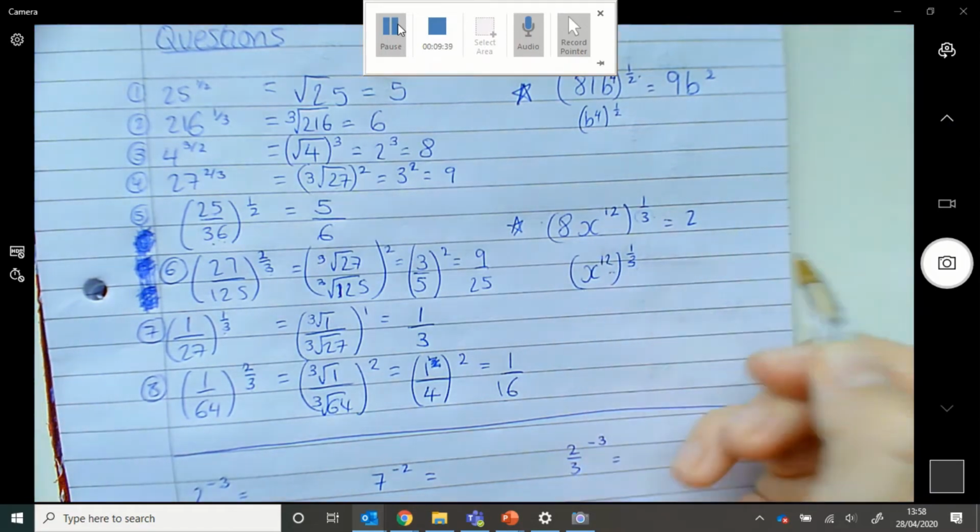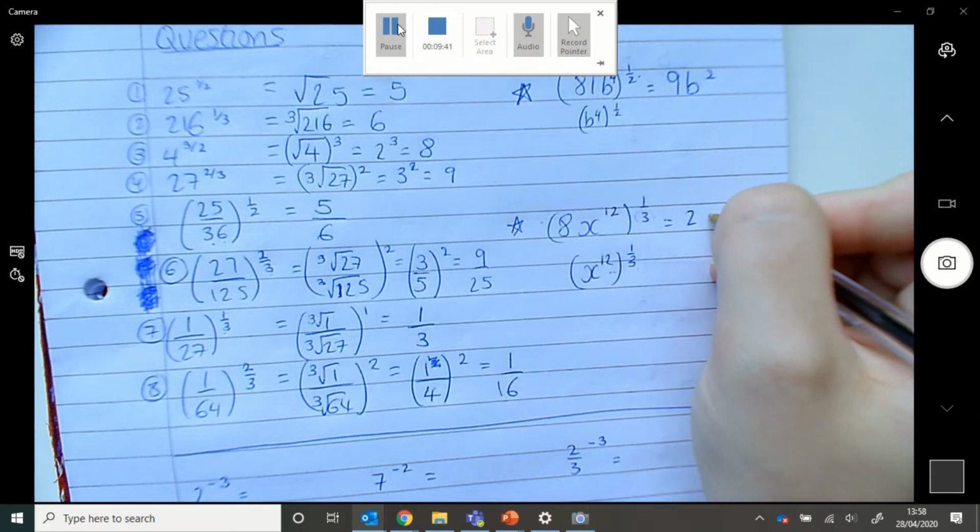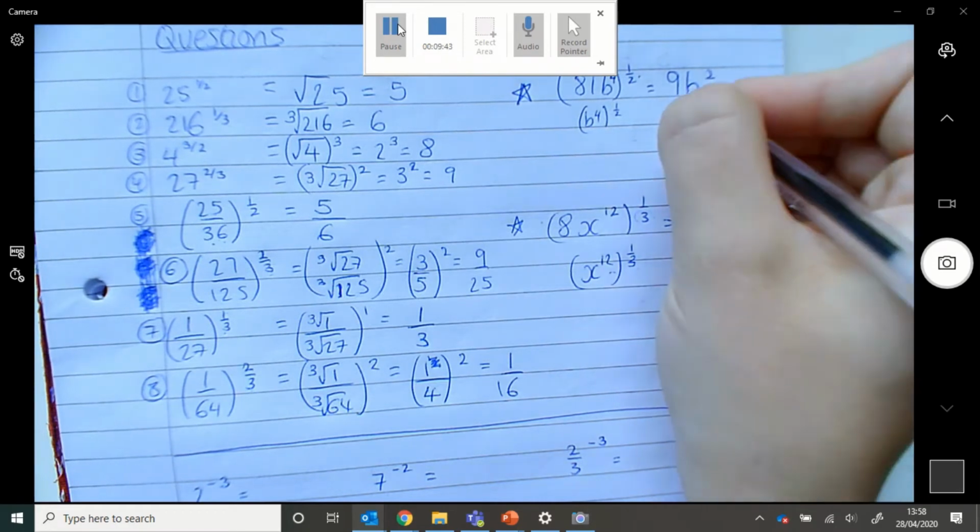I need to multiply those two powers. 12 times a third is 4, so it's 2x to the power of 4.